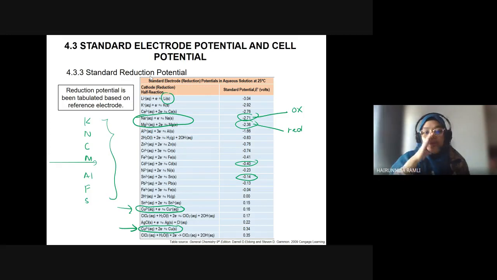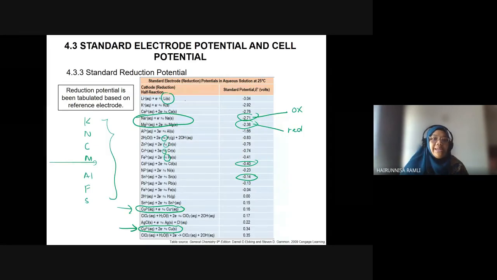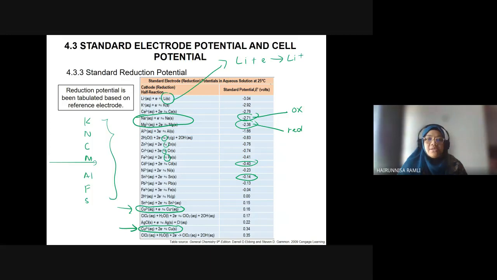Tadi saya cakap equation semua dalam bentuk reduction, and you perasan semuanya reversible arrow. Kenapa dia reversible? Sebab dia boleh jadi reduction, dia boleh jadi oxidation. Kalau oxidation jadi terbalik. Kalau kita tahu lithium dia buat dalam bentuk reduction, kalau saya kata dia oxidation, apa equation dia sebenarnya? Equation dia adalah lithium plus electron, you akan produce lithium plus. So what will happen to the value? Value dia akan jadi positive 3.04 volt.